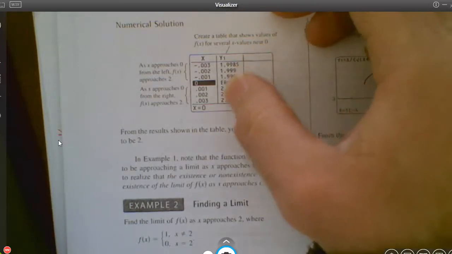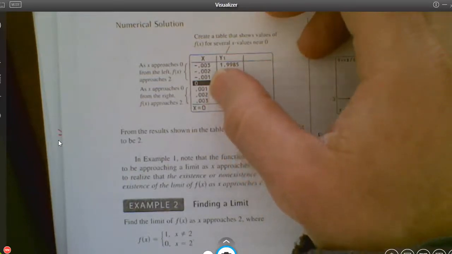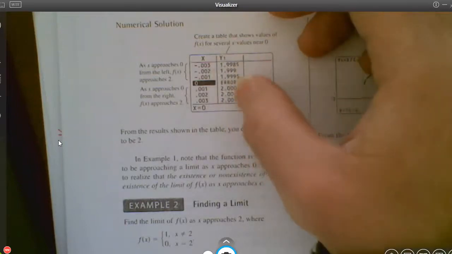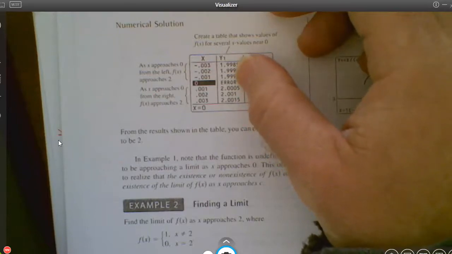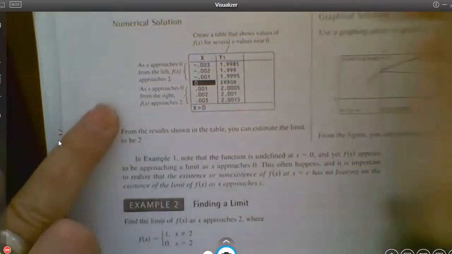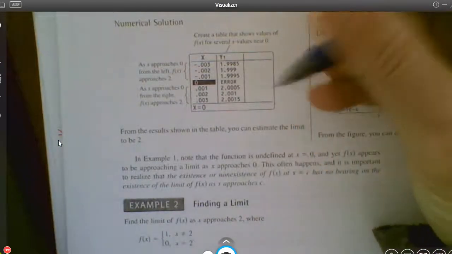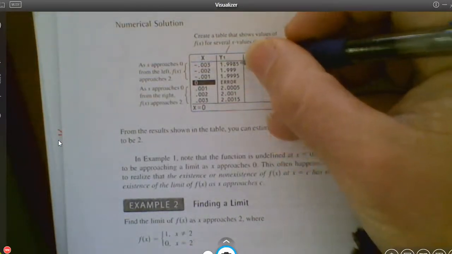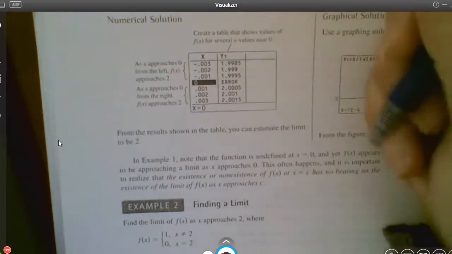If I did it from the right side, from the positive, as my x's approach 0 from the right, what is our y value approaching? You can see our y value is also approaching a value of 2. It gets closer and closer to 2. It can't actually be 2 because again there's a hole in the graph. It's undefined at that point. So either a hole or an asymptote is going to give you that undefined value, which is what we're getting here. From the left we are approaching 2. From the right we're approaching 2, which means our limit.